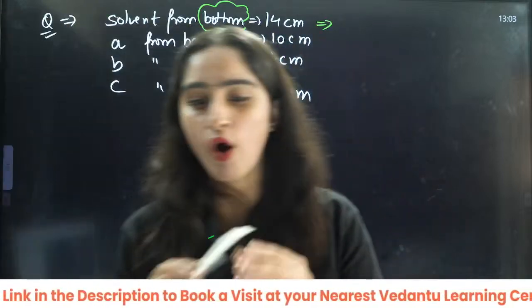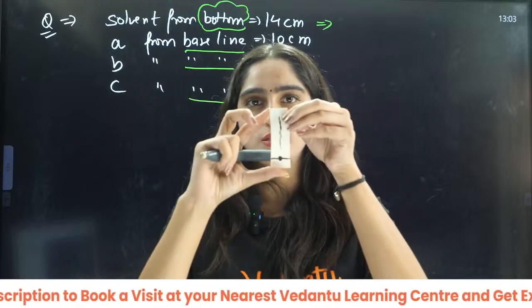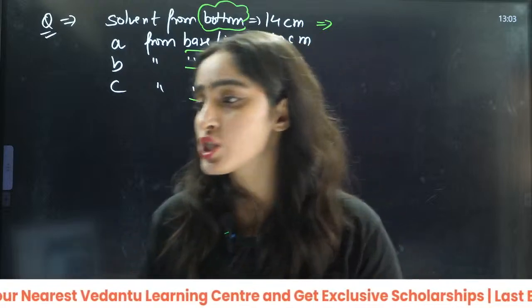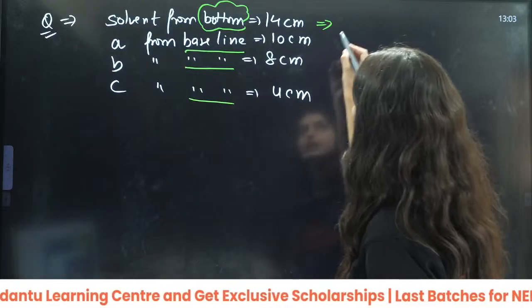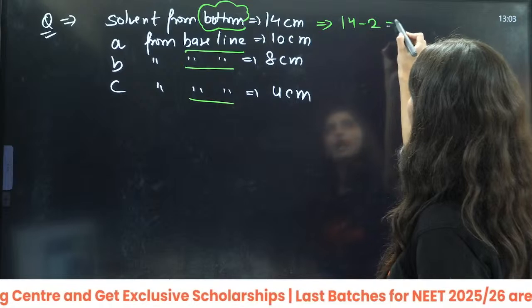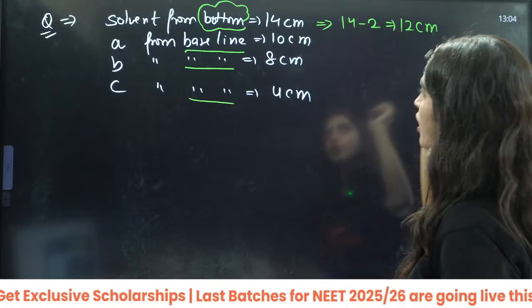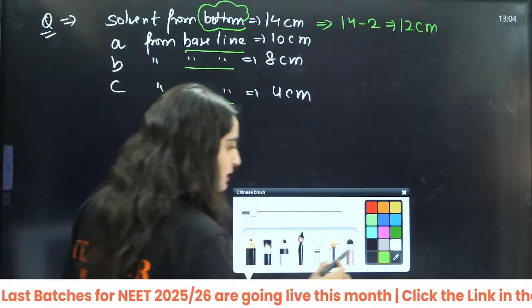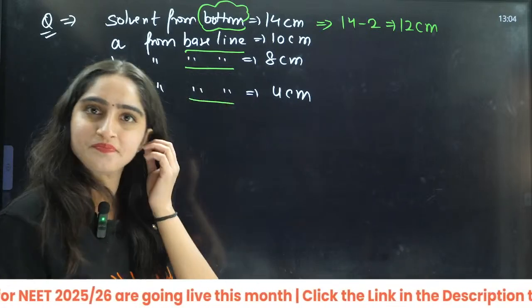They have given you from the bottom, from this to this distance, that is 14. From the baseline, it will be minus 2, that is 12. So the answer will be 14 minus 2, that is 12 centimeter. Everybody in the chat box, tell me, is that clear?